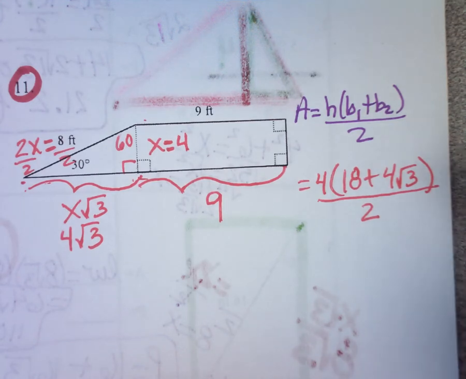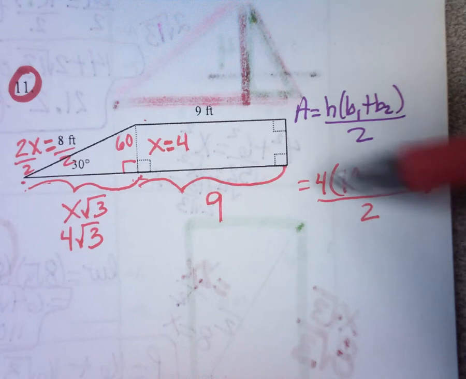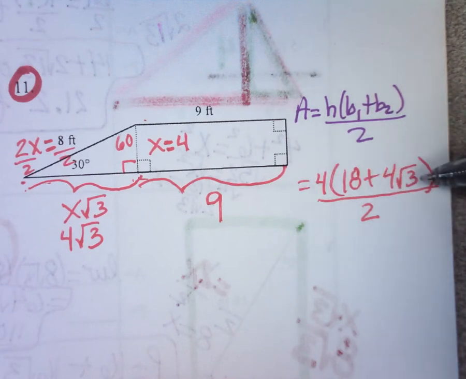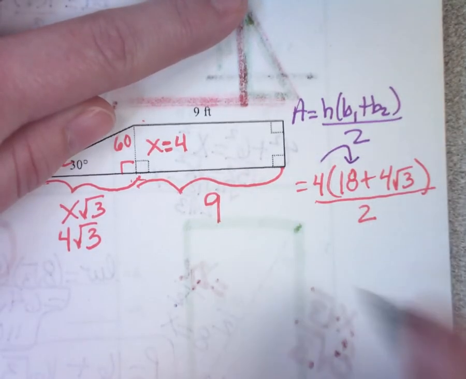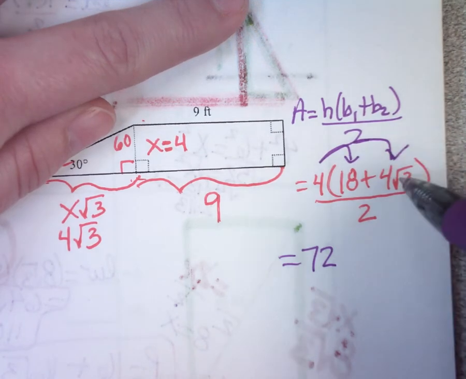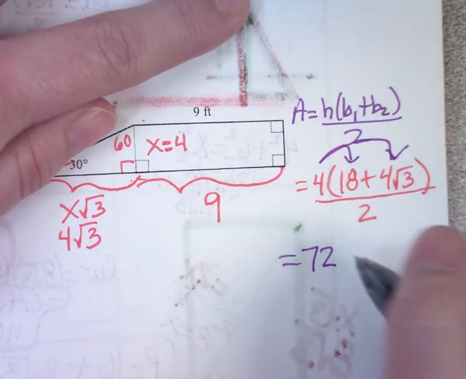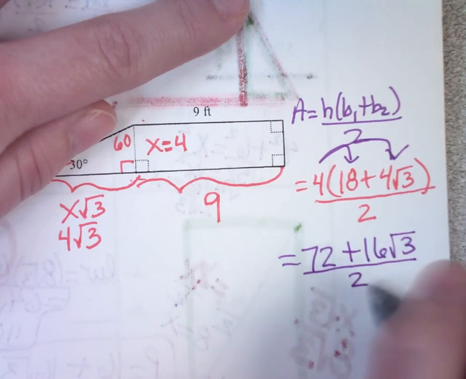Okay, I could do a couple things. I could distribute the 4 first and then divide by 2. Or I could reduce the 4 over 2 first and then distribute that. What do you think you'd rather see? Distribute the 4? Okay. So what's 4 times 18? 72. And then when I distribute here, I only take the 4 times the 4. So, good, 16 square root of 3. That square root of 3 just recopies, and then I just recopy the all over 2.